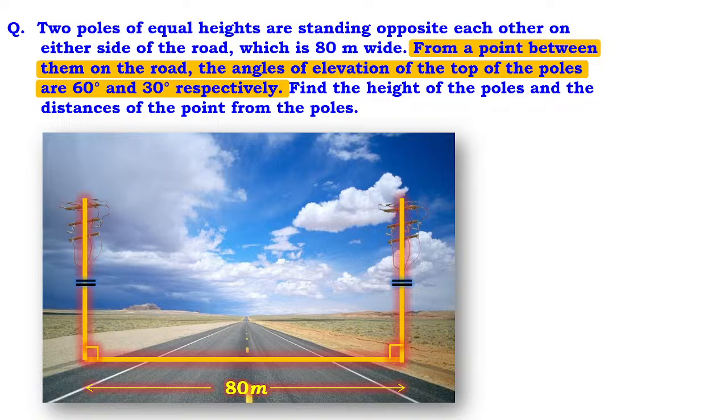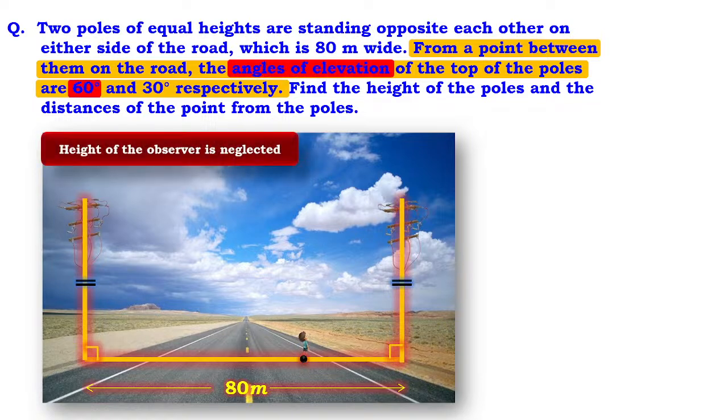From a point between them on the road. From a point between them, it is not the center. Okay, the angle of elevation of the top of the pole is 60 and 30. Matlab, you take any point. You take here, you take here. Okay, any point. If I take that point here, the first angle, how much they are telling? Question में क्या दिया है? 60. तो ये angle कितना आ जाएगा? 60. Now look at this. When the boy, okay, the boy is looking this side, the angle is how much? 60. Now the boy is turning this side. Can you see the boy is turning here? How much angle he can see the top of the tower here?